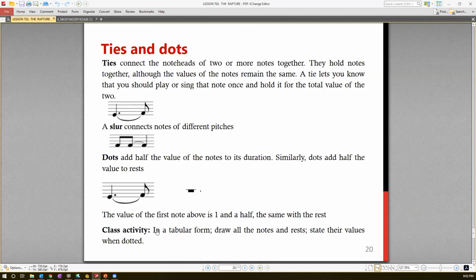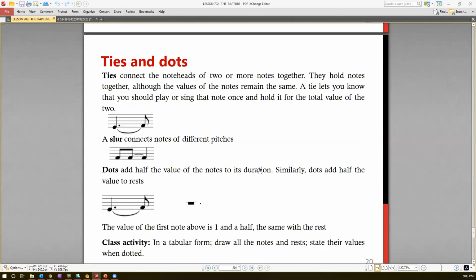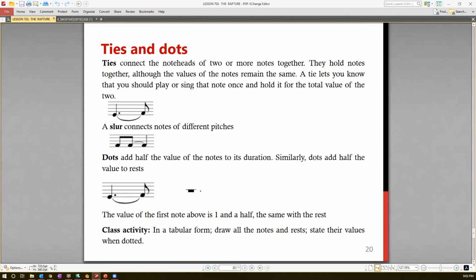Okay, class activity. We're going to do this class activity in a couple of minutes. In a tabular form, draw all the notes and rests, and state their values when dotted. We don't need to draw them, but we're going to state their values. So we're going to switch over to this brief presentation.